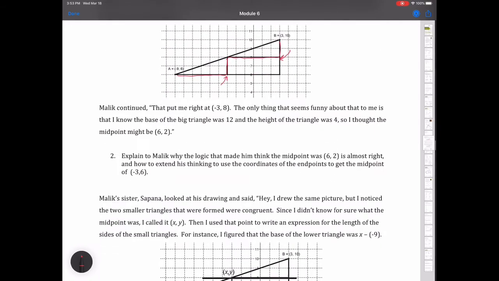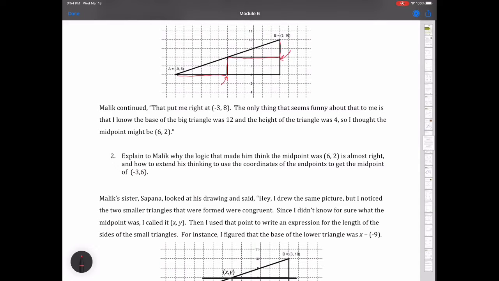So in number 2, go ahead and explain to Malik why the logic that made him think the midpoint was (6, 2) is almost right, and how to extend his thinking to use the coordinates of the endpoints to get the midpoint of (-3, 8). So go ahead and pause here and make an effort to do that.